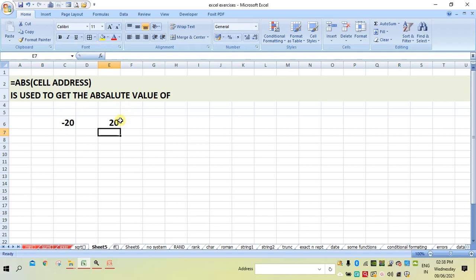Suppose the number is positive, then ABS will keep the number as it is. For example, if I make it 40, then we will get 40 only, because 40 is an absolute value. Suppose I write minus 100, then the answer will be 100. It will remove the negative. That is what the absolute value is.